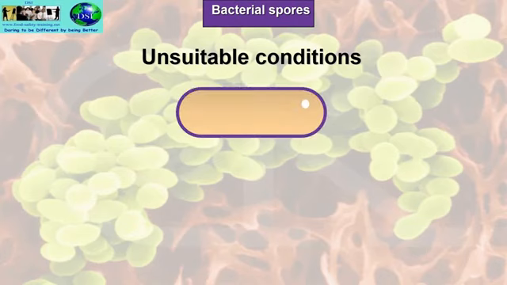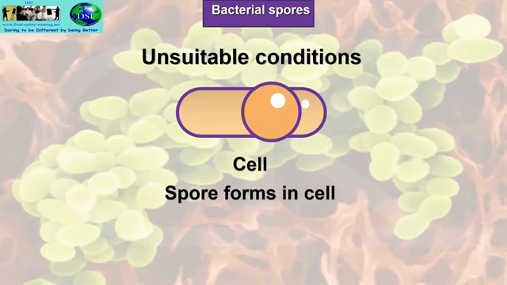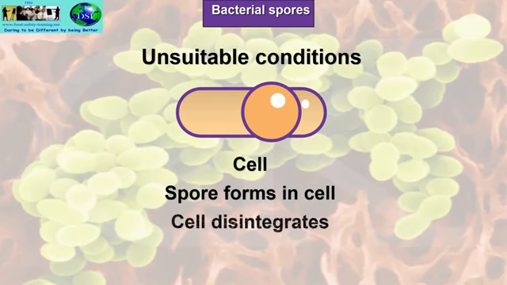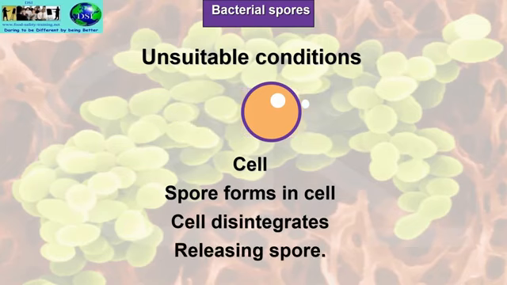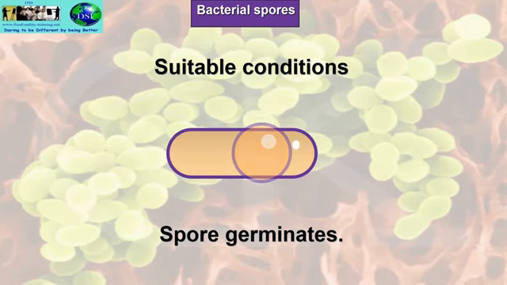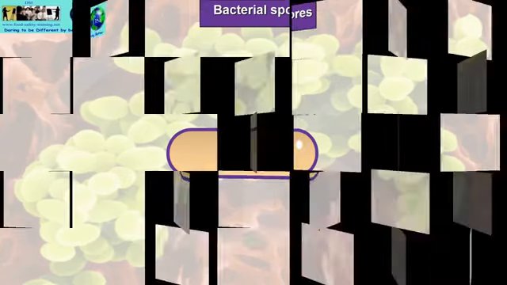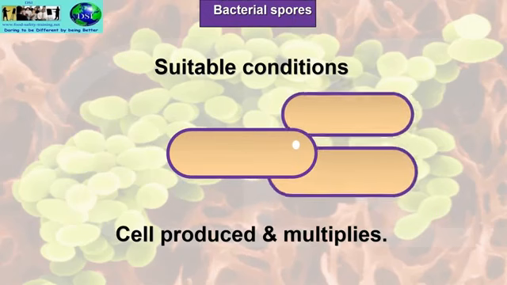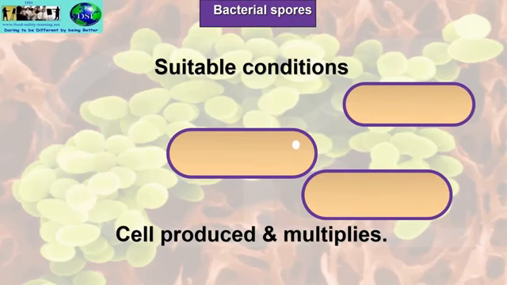So under unsuitable conditions, with a bacterial cell, a spore forms in the cell. As I already mentioned, it's already in the cell, but it starts to develop in earnest when the conditions become unsuitable. The cell disintegrates, releasing the spore. Under suitable conditions, the spore germinates, turns back into a bacterial cell. And then the cell will multiply.